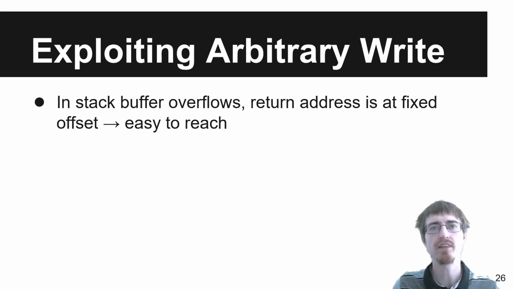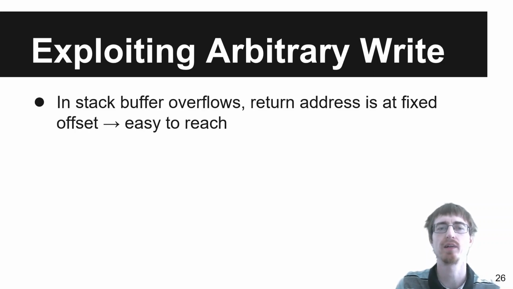Now that we've seen the theory, let's see if we can actually exploit heap overflows in practice. So, how can we exploit an arbitrary write? Well, so far we've seen stack buffer overflows, where the return address is at a fixed offset from the buffer that we're overflowing. So this is very easy to reach. We could just look at the assembly code and determine exactly how far from the start of the buffer the return address was. And then we were able to compute the location compared to the buffer, which is nice.